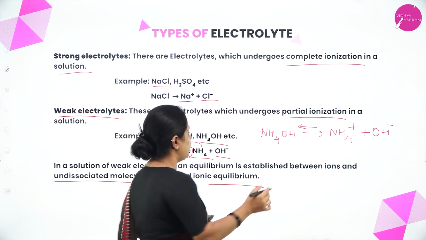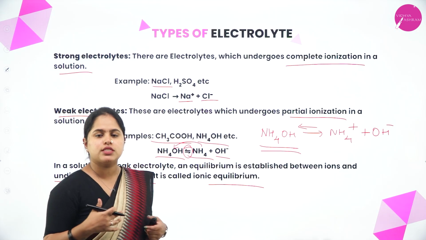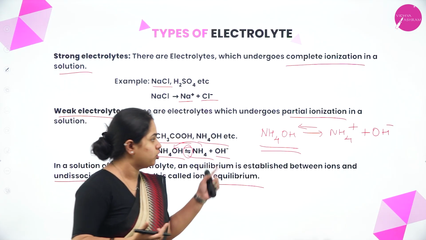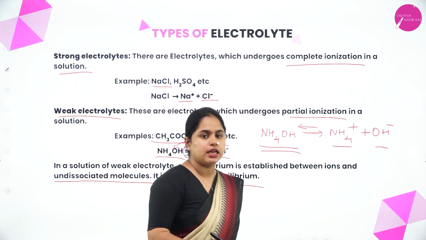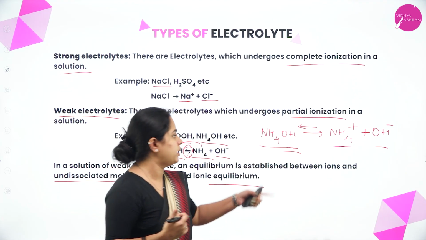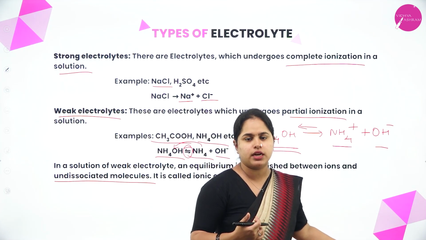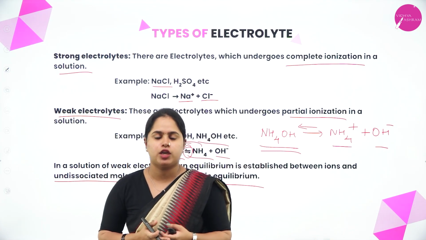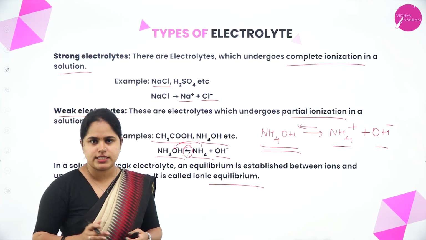So let's take the same example. This is the undissociated molecule, right? Ammonium hydroxide is the undissociated molecule which dissociates into NH4 plus and OH minus, right? So there exists an equilibrium between ammonium hydroxide, which is undissociated, and the dissociated ions. This equilibrium is called ionic equilibrium. I hope electrolytes, non-electrolytes and strong and weak electrolytes are clear for you.